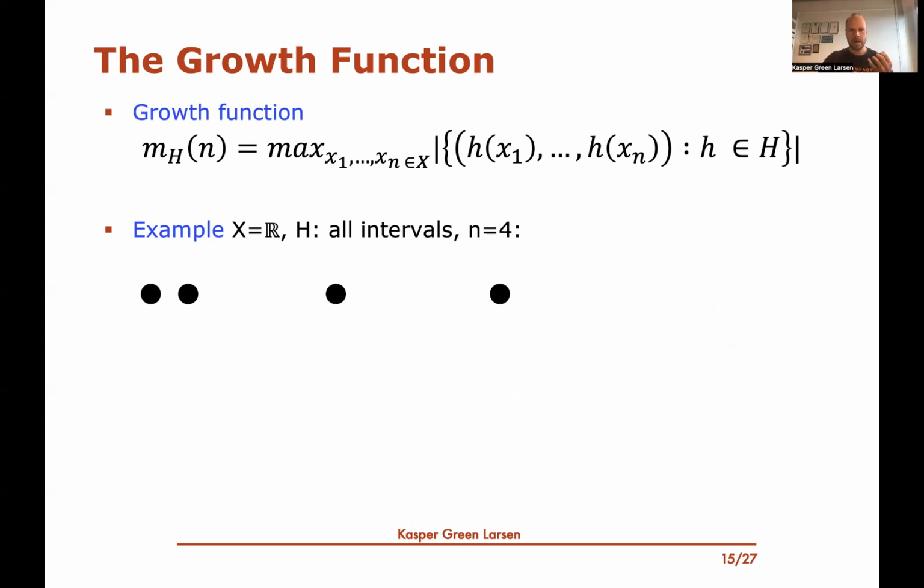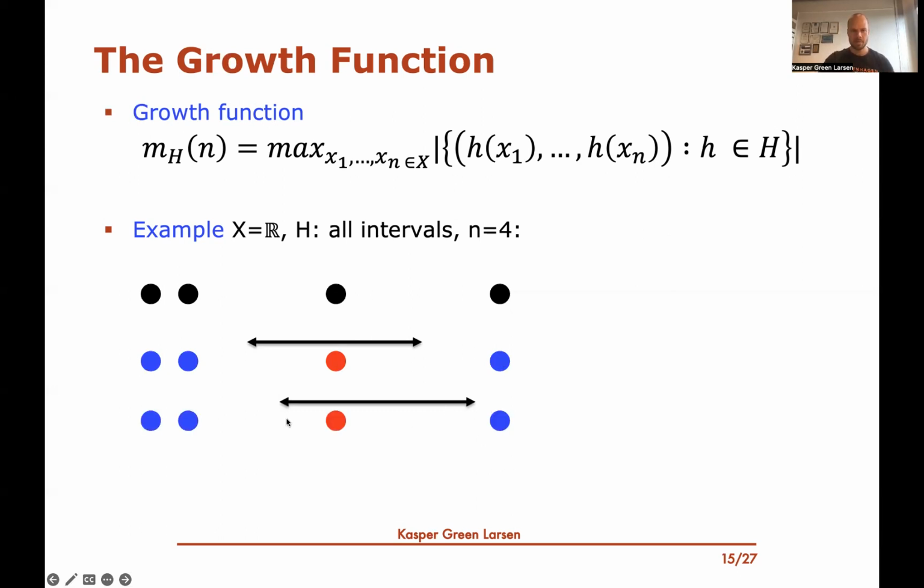Now my set of hypotheses are all intervals, which means that I have a starting point and an ending point. So it goes only from the beginning of the arrow to the end of the arrow, and everything inside I color red, and everything outside is blue, right? So let's say that these are the different hypotheses that I can choose from. Again, there can be multiple hypotheses that generate the same labeling, the same dichotomy of the 4 points.